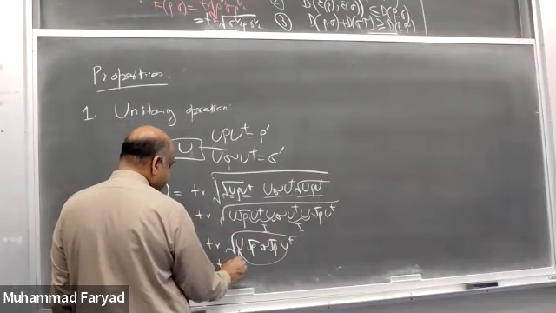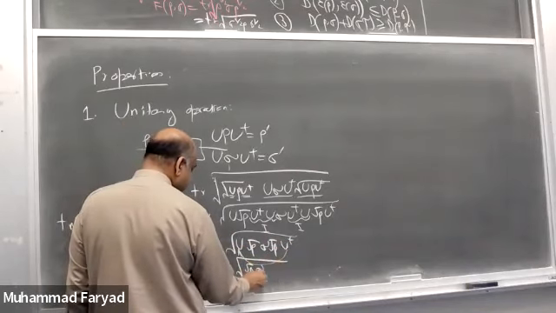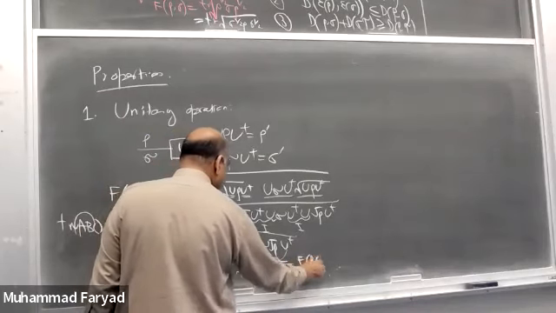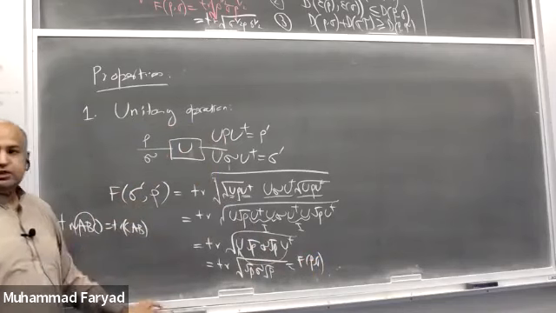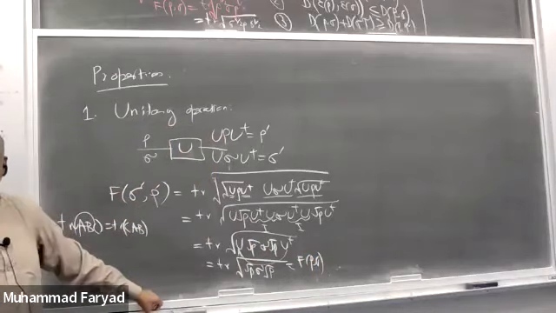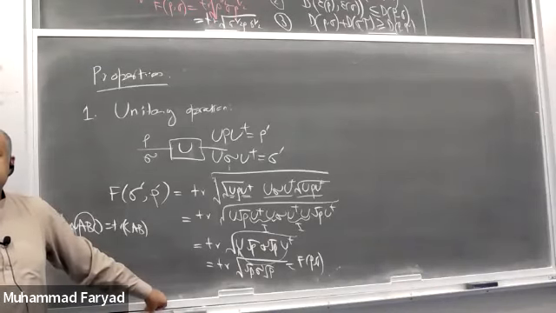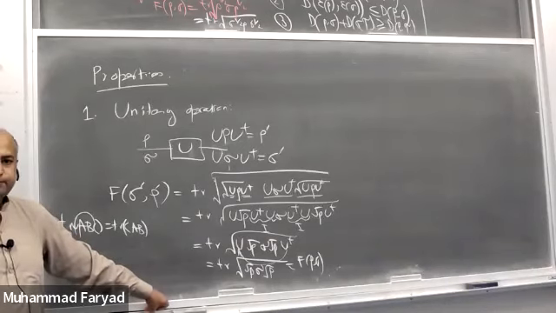So this is equal to trace of rho square root sigma rho square root, which is fidelity of rho sigma. So unitary operation doesn't change the fidelity, just like the trace distance. अगर आप याद करें तो जो trace distance है, that also didn't change after passing through a unitary channel.